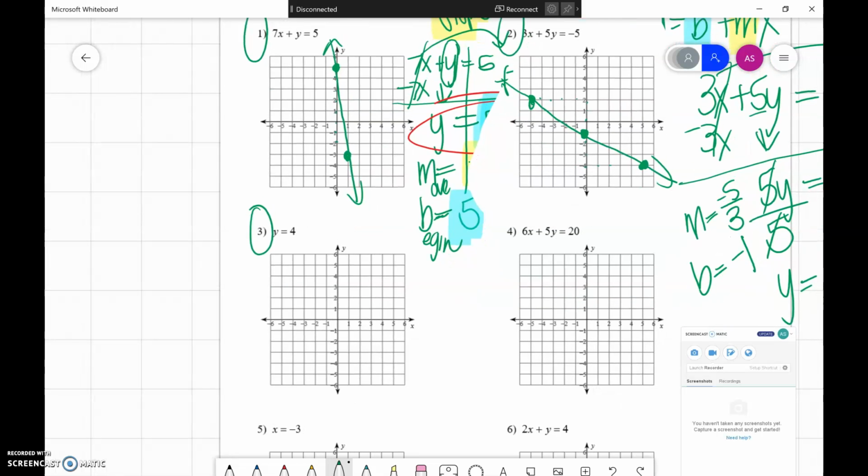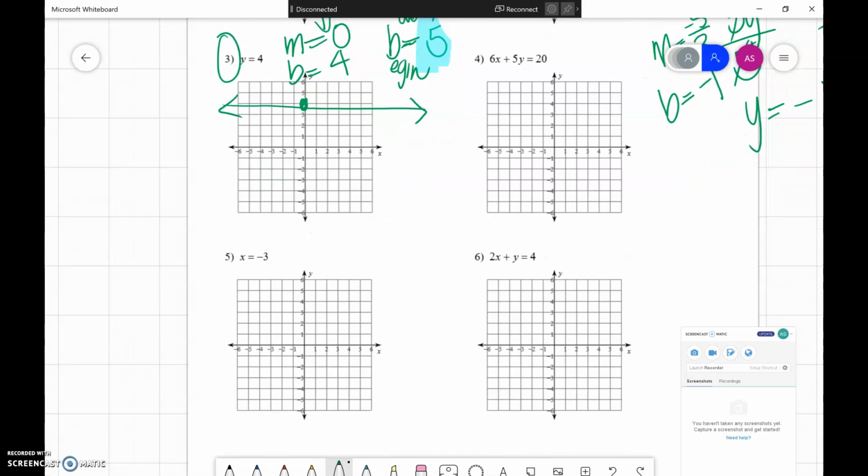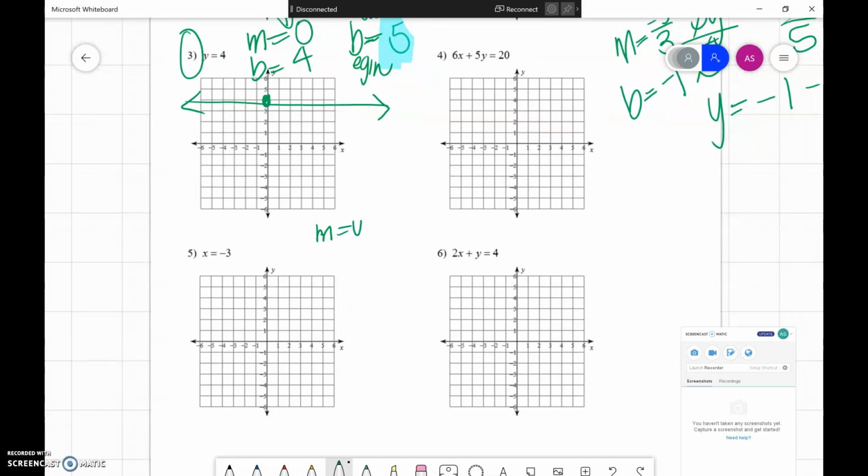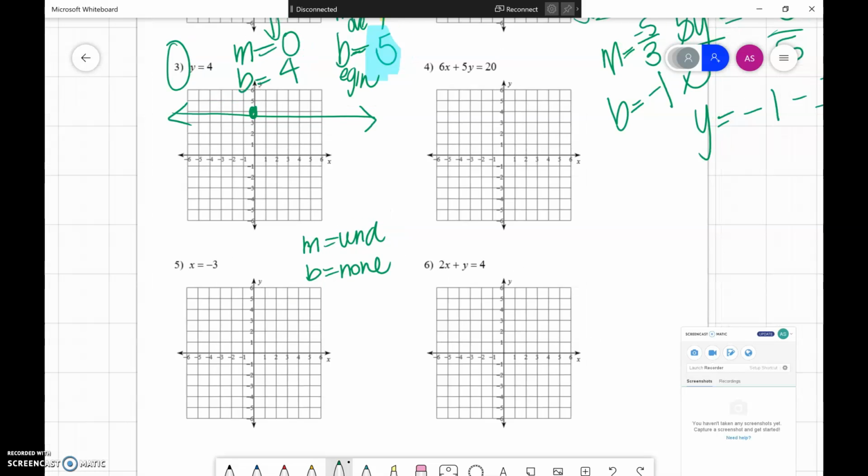Now, number 3, we did last week. This is actually in slope-intercept form because it's y equals. But you just have to remember that if you don't have an x term, that means the slope is not there, which means that it's 0. And that y-intercept would be that 4 that's there. So if I'm starting off at 4 and my slope is 0, it's going to be a straight horizontal line that's here. Now number 5, I'm going to let you do on your own, but it's kind of the opposite of what you're doing. Your slope is going to be undefined and your y-intercept is going to be none. That's a little hint.